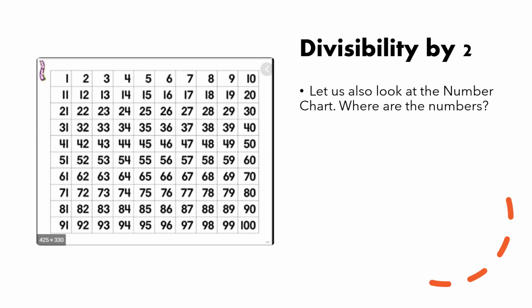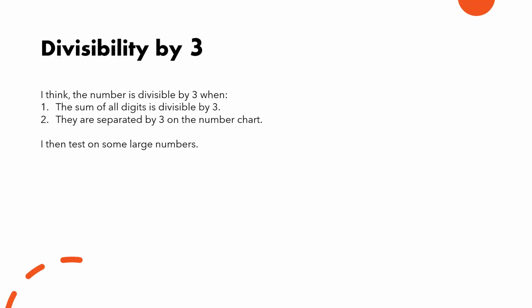Now let us take a look at the number chart. So let us cross out the numbers which are divisible by 3. What do you see? All the third numbers are divisible by 3. We had found out that all the second numbers are divisible by 2. Now we are finding out that all the third numbers are divisible by 3. So what is the divisibility rule of 3? So what I found out is the number is divisible by 3 when the sum of all digits is divisible by 3 itself. And they are also separated by 3 on the number chart.